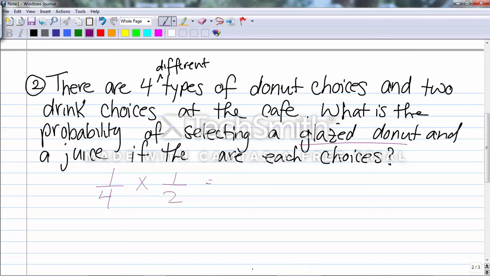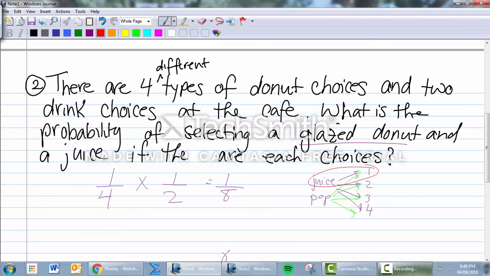To multiply fractions, multiply the top numbers. 1 times 1 is 1. Multiply the bottom numbers. 4 times 2 is 8. So the probability of getting that particular combo is 1 in 8. Which kind of makes sense, right? If you've got, let's say, juice and pop, and there's donut 1, 2, 3, 4, there are 8 different combinations that someone could select. So the probability of just that one particular combination is a 1 in 8 chance. Hope that makes sense. And if you have any questions, please ask in class.